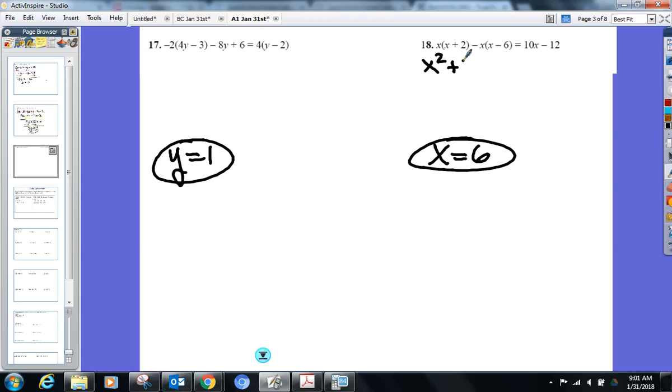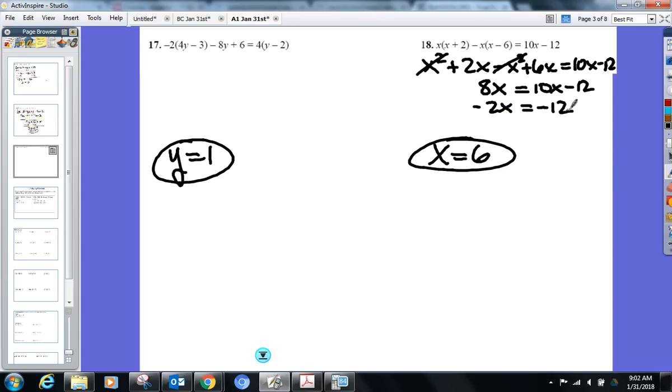Help me clean up the left side. What's going to cancel out here? The x squareds are going to cancel out, right? And I'm going to be left with 2x and 6x, which is 8x, equals 10x minus 12, and see where we're going from here. Move the 10x over, you get negative 2x equals negative 12. Divide both sides by negative 2, we get x equals 6. Okay? Any questions?